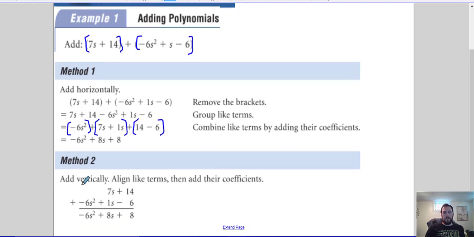Method number two is to do it vertically. Exactly the same operation, but instead of having to rearrange, I align everything together in vertical columns. As I'm writing out these polynomials, I write them out in a way that's going to line up my constants with my constants, my s's with my s's, and my s squareds with my s squareds. So I can skip the step of having to rearrange in order to group like terms by writing it out in this way. And I do the same operations. Negative s squared turns into negative s squared. 7s plus 1s gives me 8s, and 14 minus 6 gives me 8.